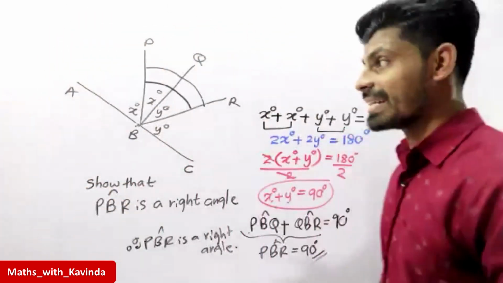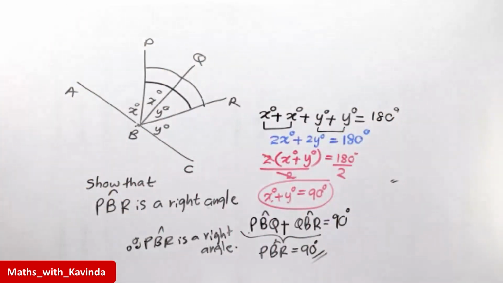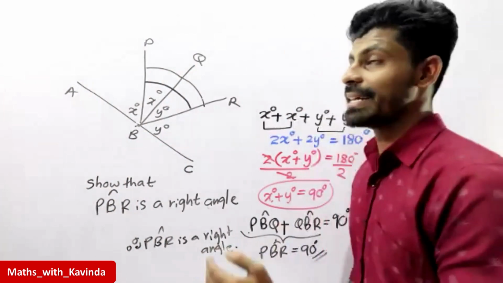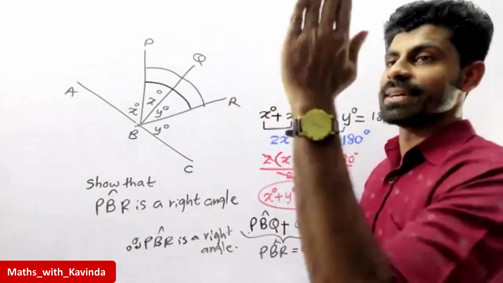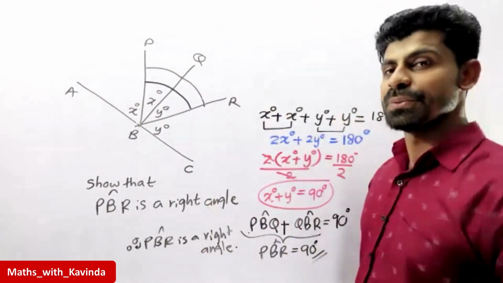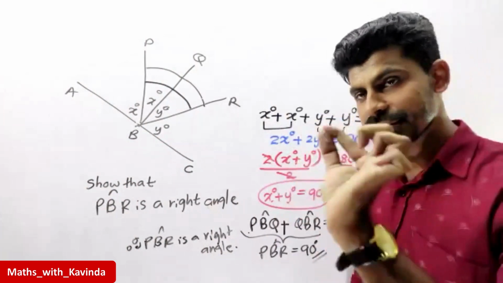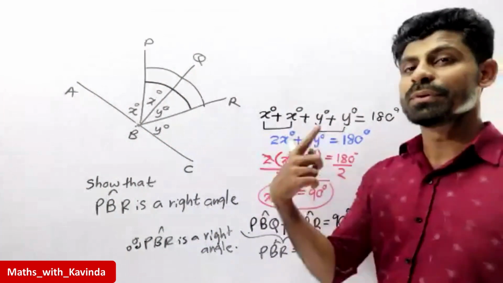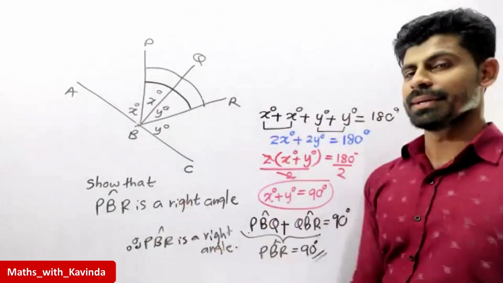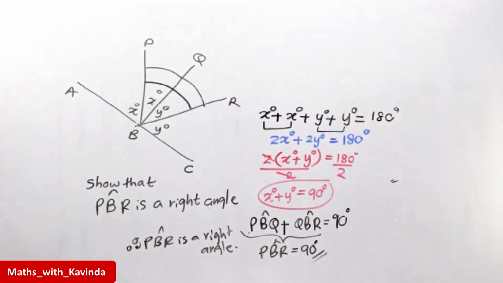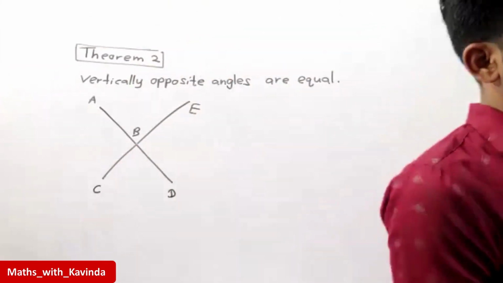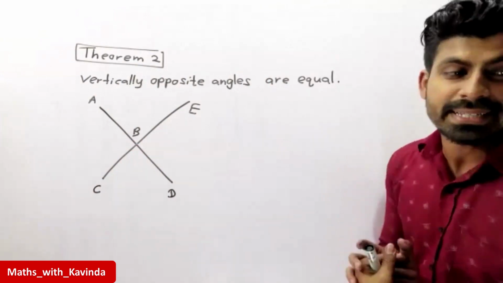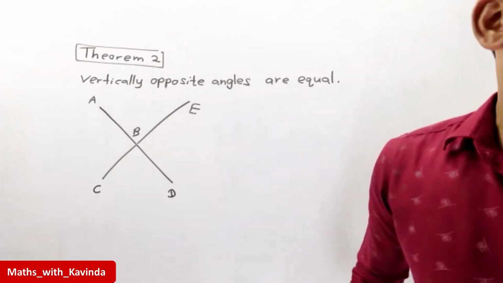Right. So what are the angles on the straight lines? Angles on a straight line add up to 180. Then we can quickly move to the second theorem. Look at this one.